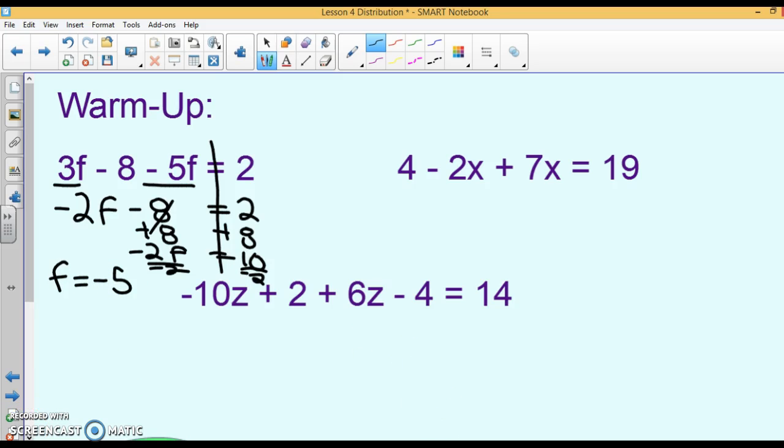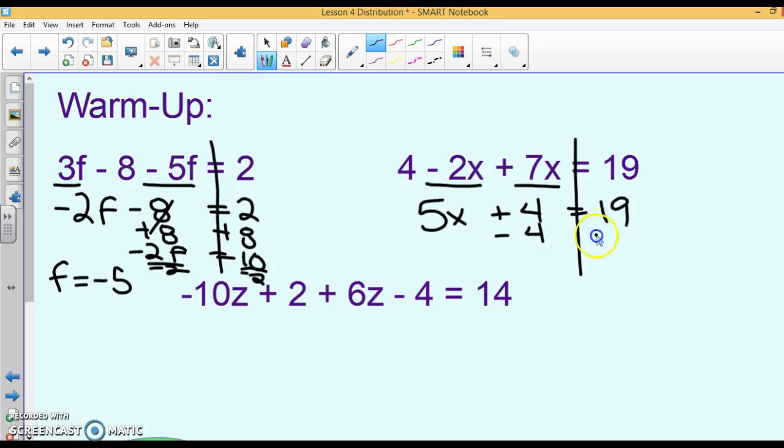If I look at my second one, I have negative 2x plus 7x. So I can have 5x plus 4 equals 19. Subtract 4 from both sides. I get 5x equals 15. Divide by 5 on both sides, and you're left with x equals 3.